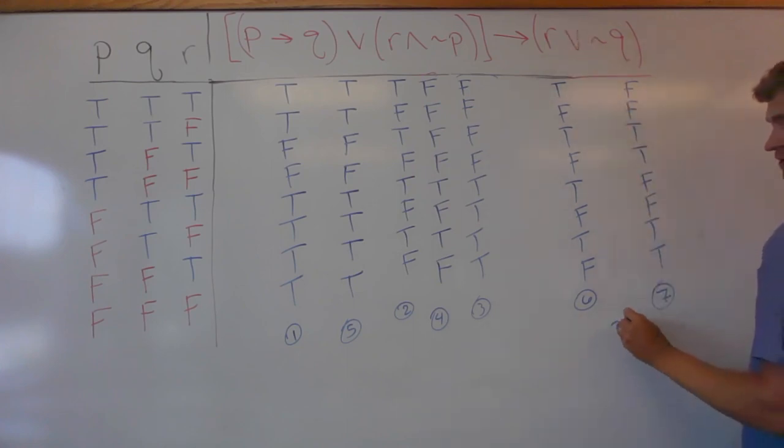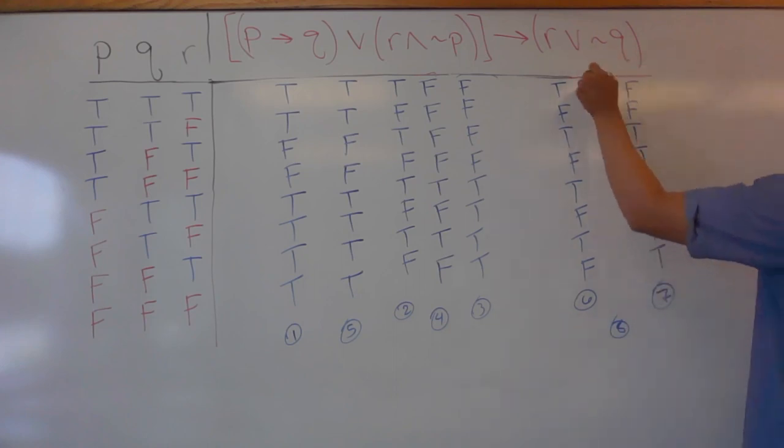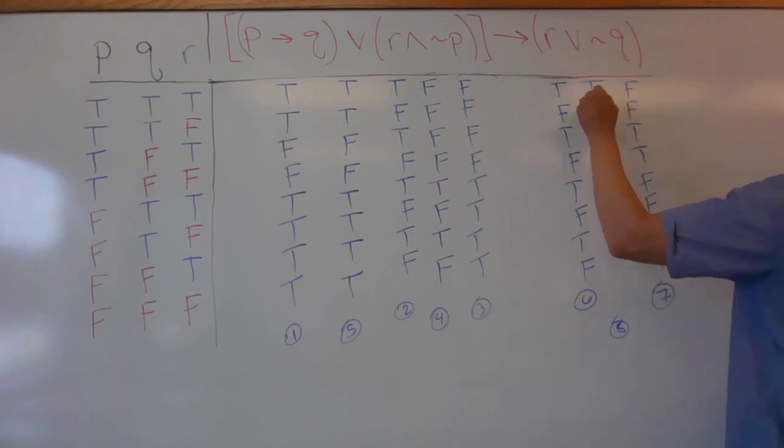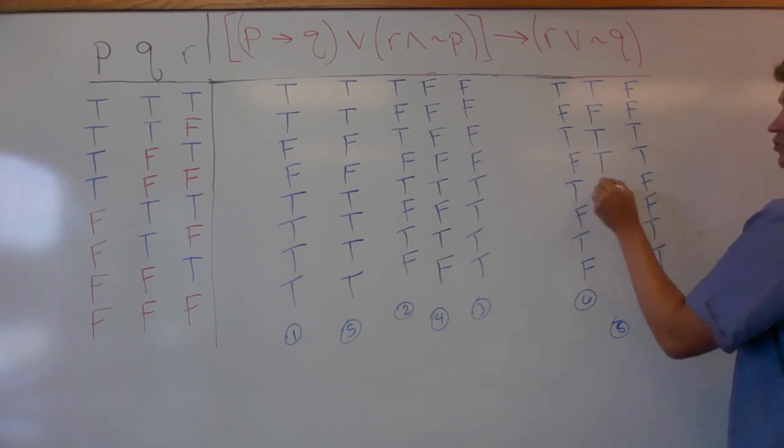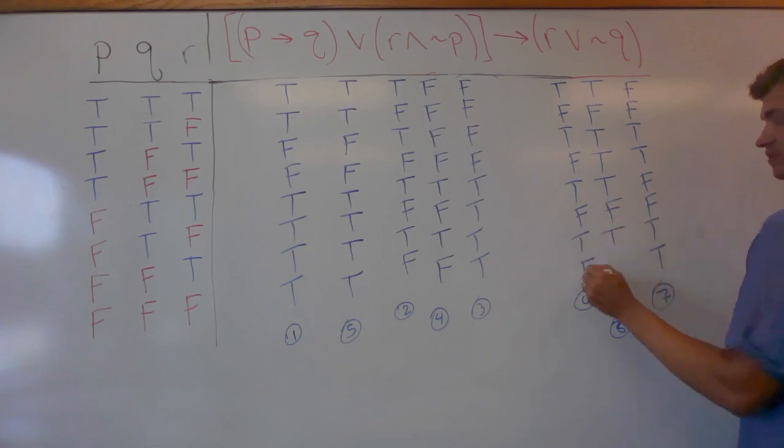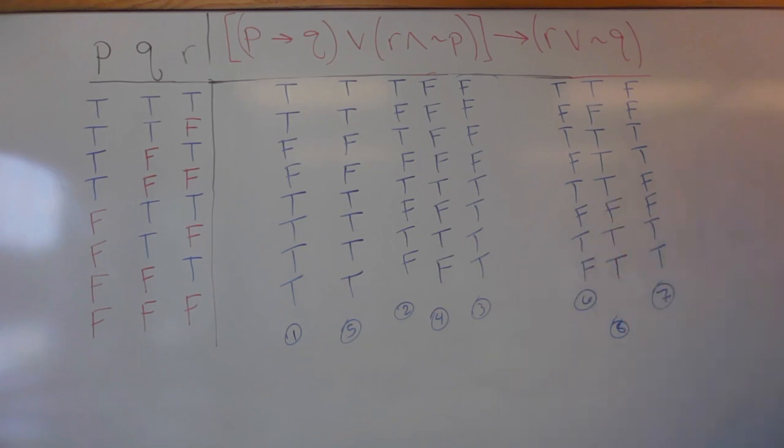We'll adjoin these now for column 8, the OR connective. True or false is true. False or false is false. True or true is true. False or true is true. True or false is true. False or false is false. True or true is true. False or true is true.